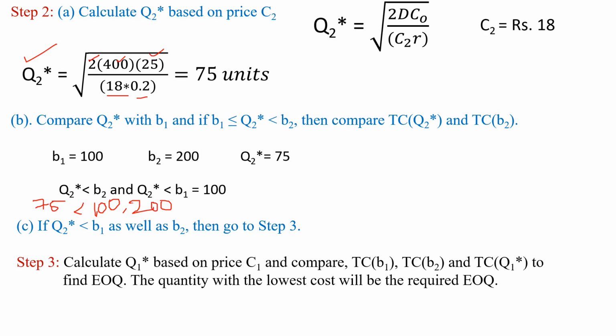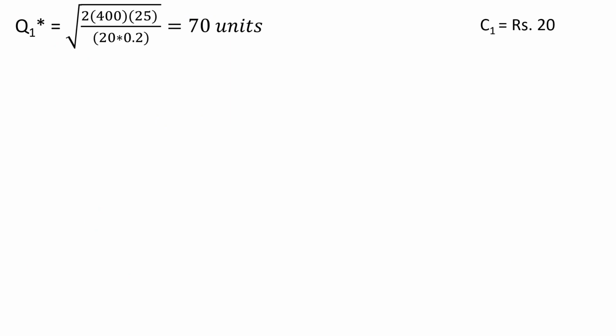Here I have to calculate Q1 star based on the price C1, then finally compare the total inventory cost with respect to the B1 quantity, B2 quantity and the Q1 star quantity. First we have to find Q1 star. We know Q1 star is 2D C0 by R into C1. Here C1 is 20 rupees. Then substituting in the Q1 star equation: D equal to 400, C0 equal to 25, divided by C1, that is 20, into R equal to 0.2. Then we will get Q1 star equal to 70 units.